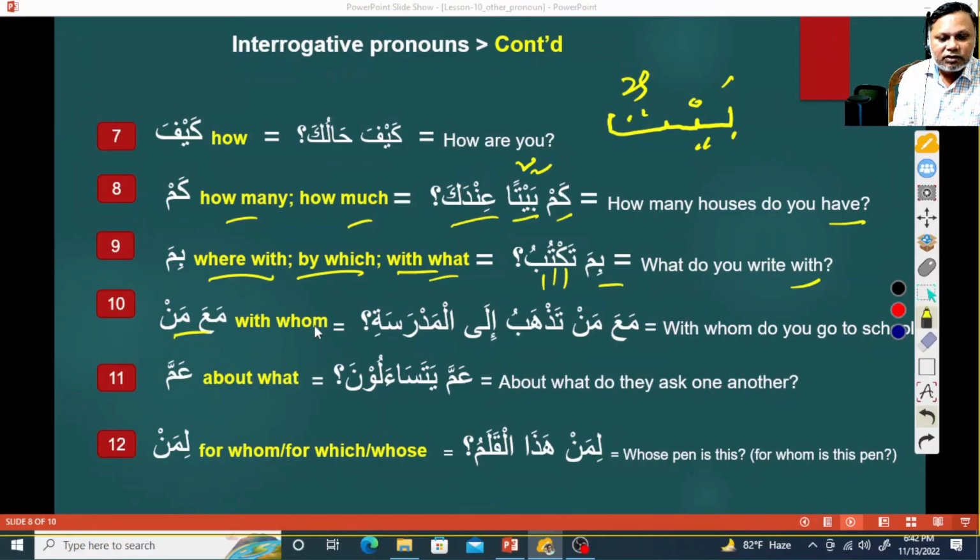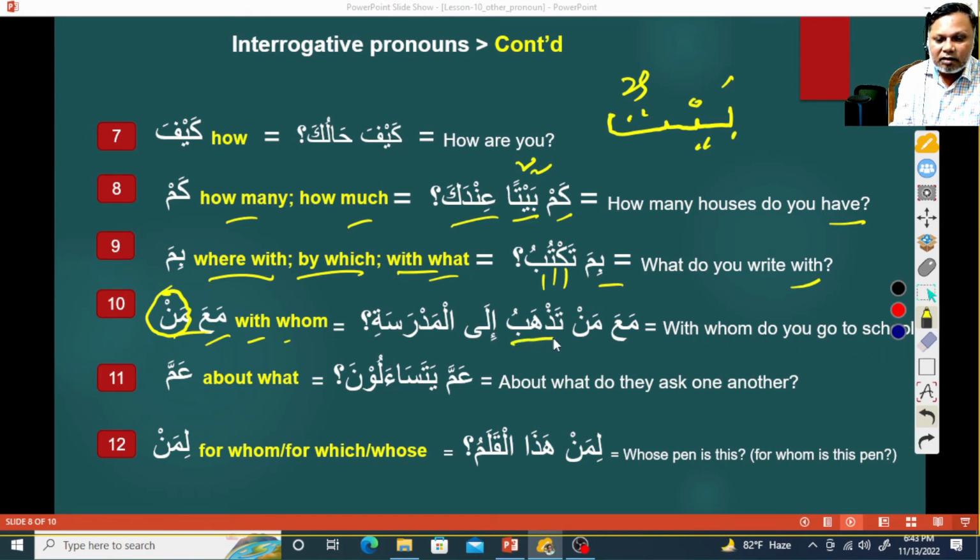Ma'a man means with whom. Man means whom, and ma'a means with. Ma'a man means with whom. Ma'a man tazhabu ilal madrasati. With whom do you go to school?